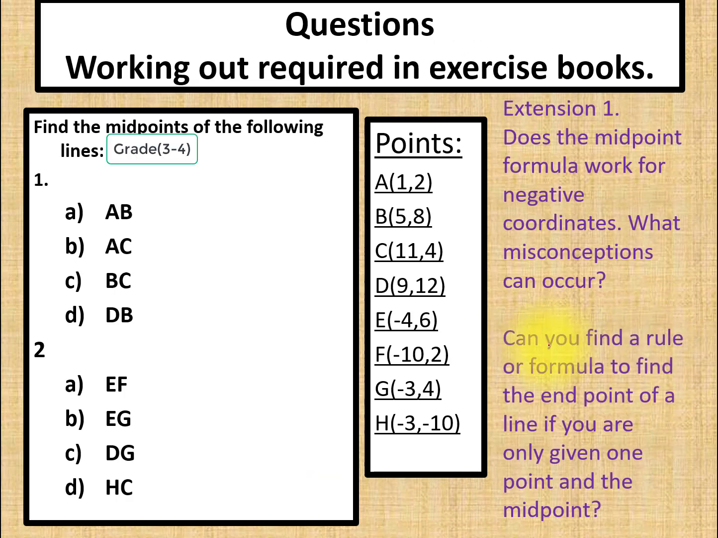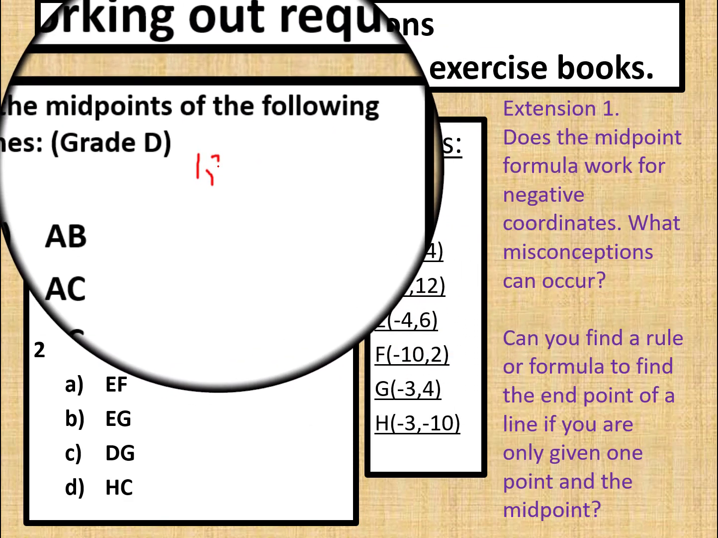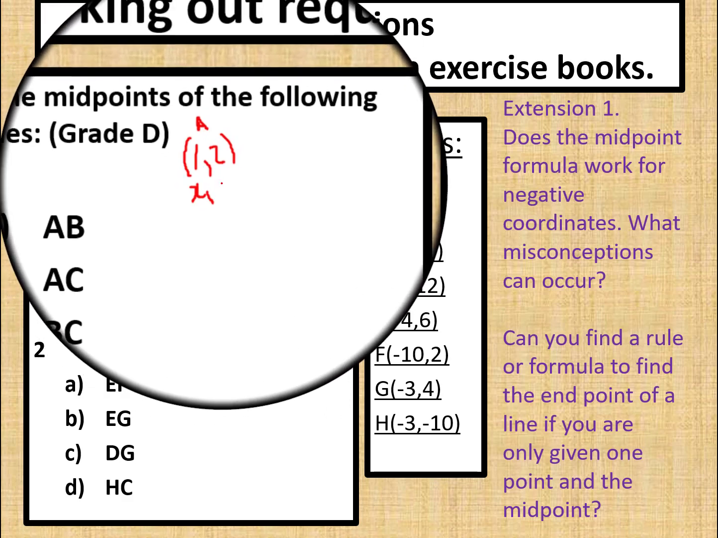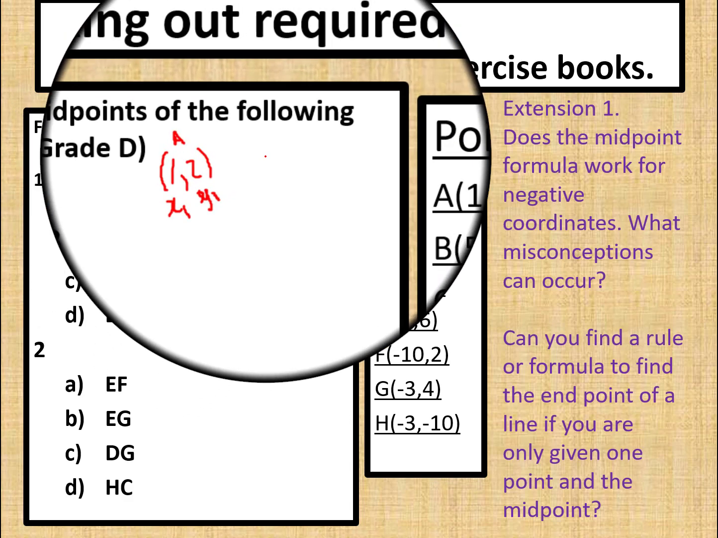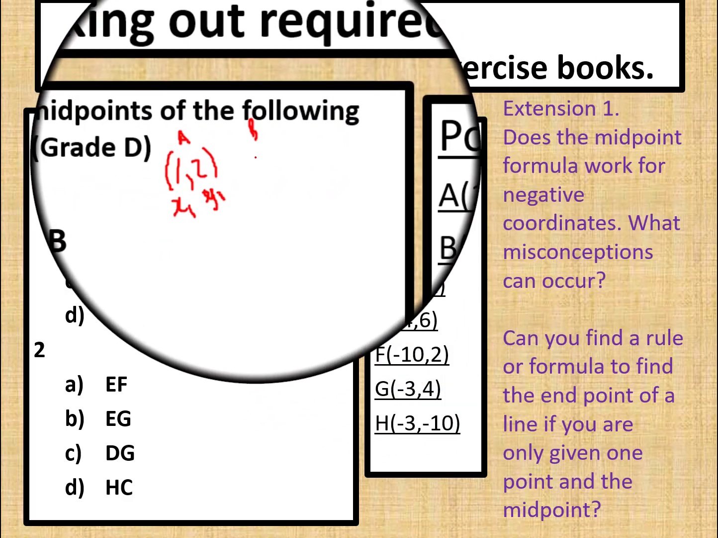And have a think of how you can find a rule or formula to find the endpoint of a line if you're only given 1 point and a midpoint, which is the next activity. I'm going to show you how to do question 1A, just so this makes sense to you. So A is the point (1, 2). So essentially we're trying to find a midpoint between A, which I'm going to call x1, y1, and this will help you for finding the gradient as well. And then the coordinate of B is (5, 8).